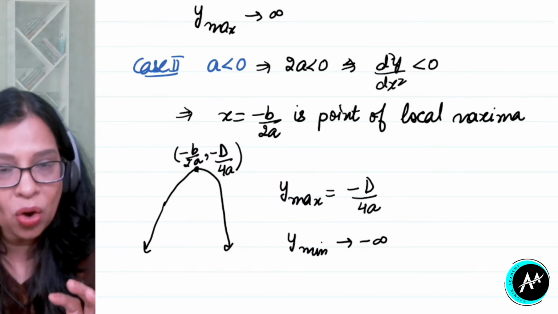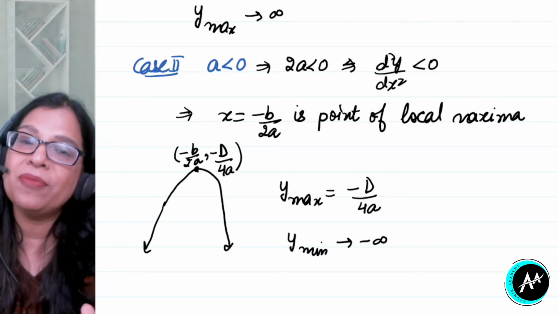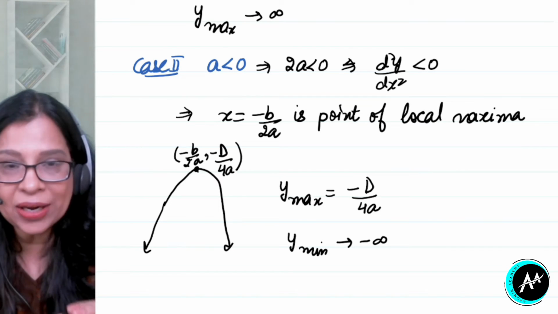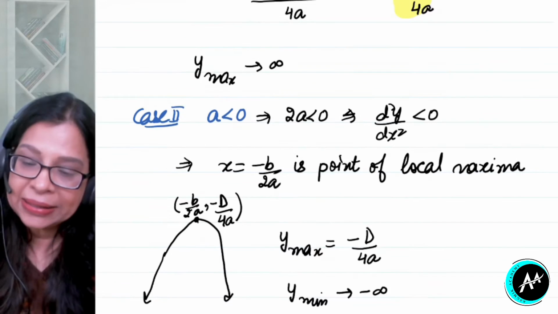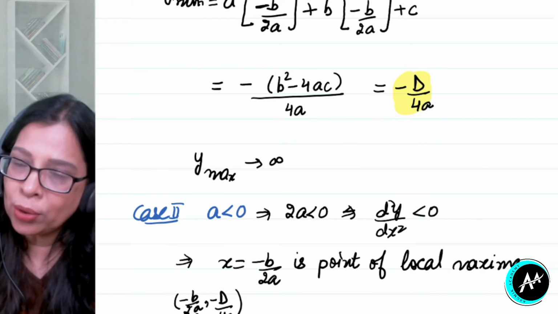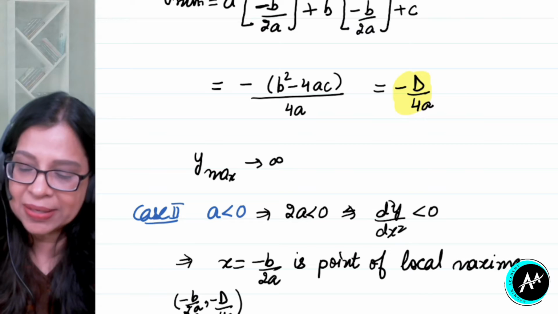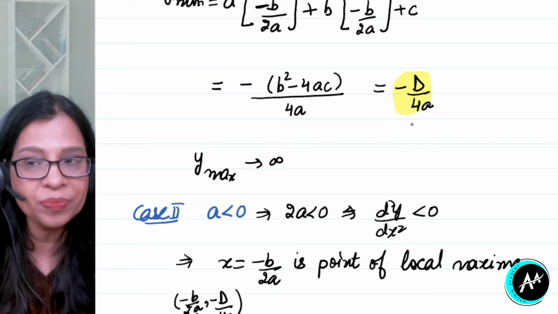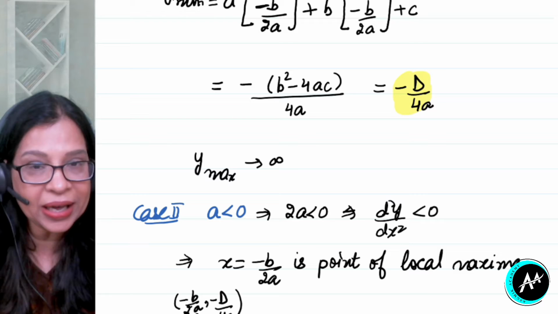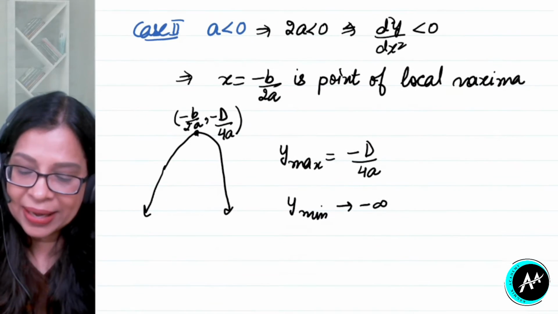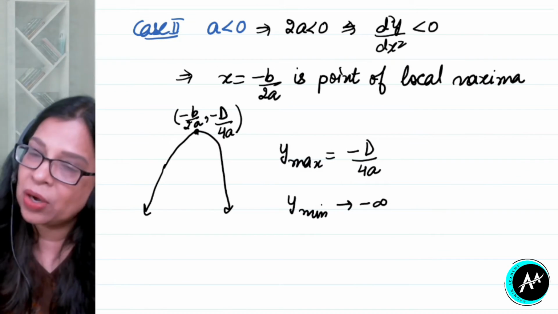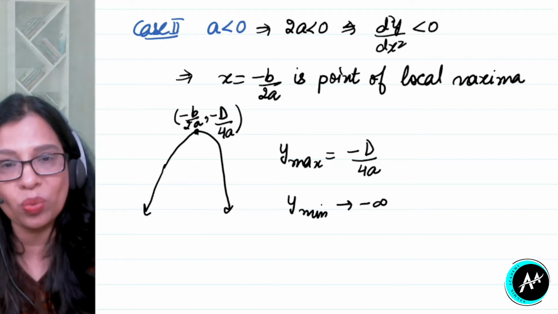So that is how we obtain the maximum and minimum value of a quadratic expression. And you have to memorize this: if a is positive, then the point at which the minimum value will occur is minus b upon 2a, and y minimum will be minus D upon 4a. Is it okay? And if a is negative, then the maximum value will be minus D upon 4a, because the parabola will be opening downwards.